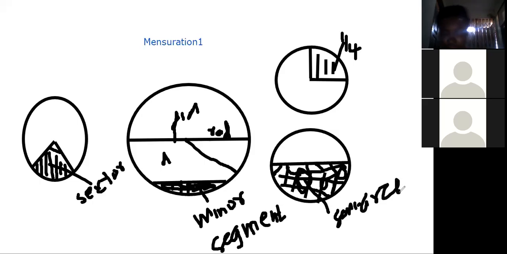Are we okay with it? This is a quadrant. The shaded place, the whole of this, is a quadrant. This is a sector. So these are some parts of the circle that we are supposed to know.